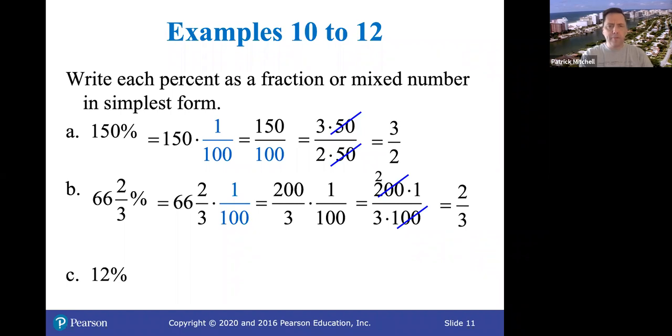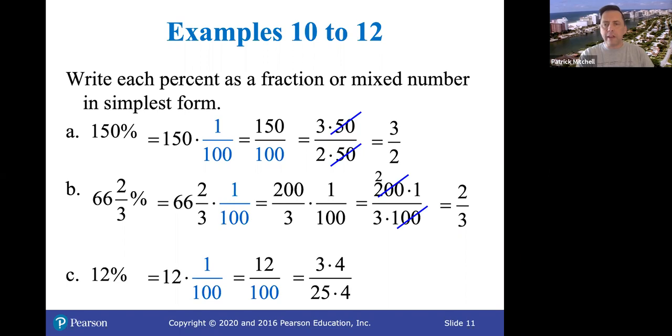And finally, 12%. I think this is almost exactly like what we were doing on the previous slide. Hopefully you did this one. That would be 12 over 100, but 12 and 100 have a common factor 4. So we're going to take that out, take out the 4. We're left with 3/25.